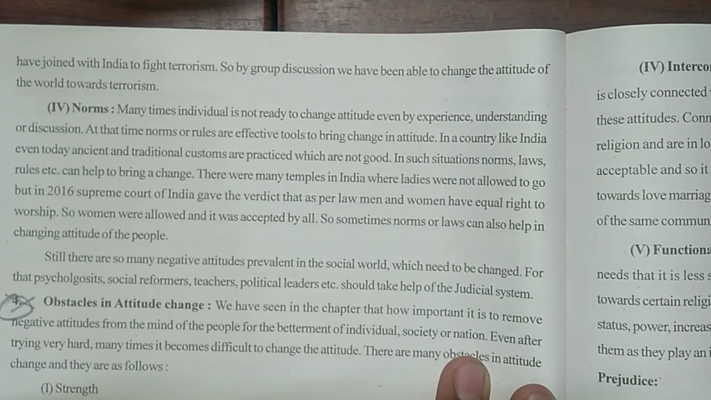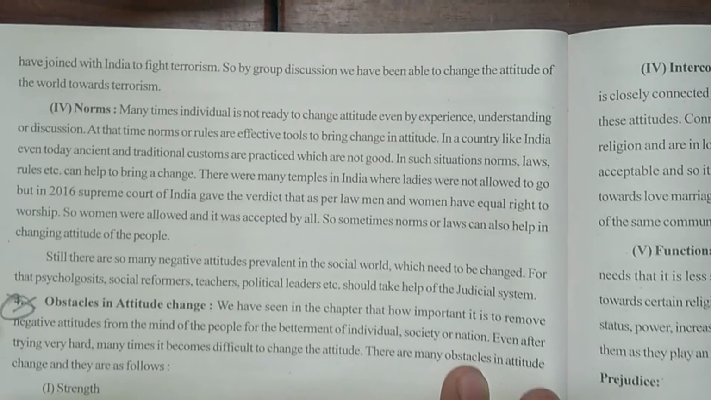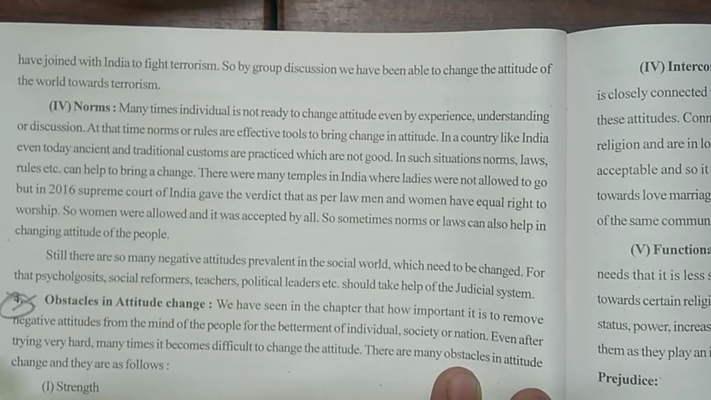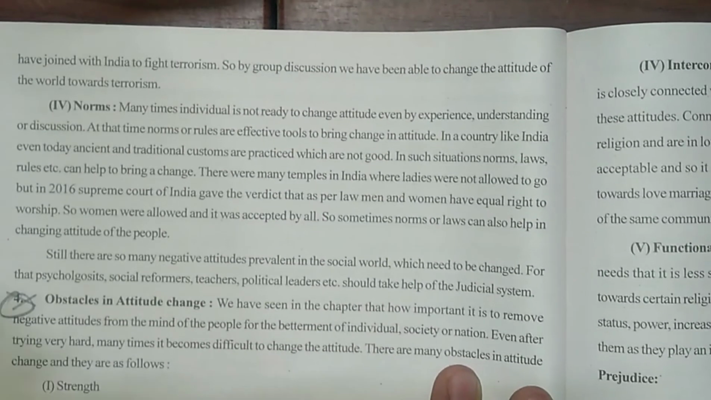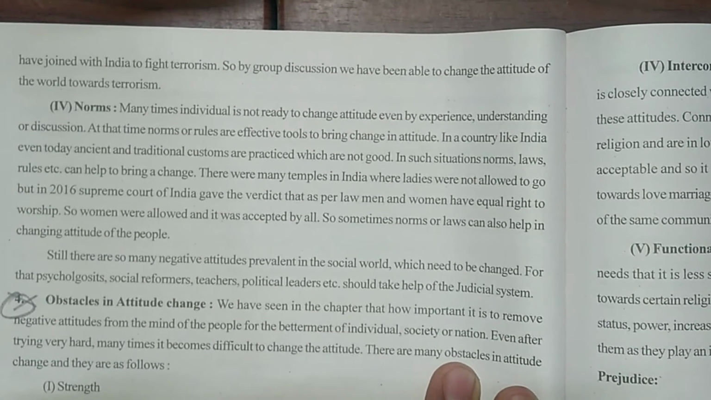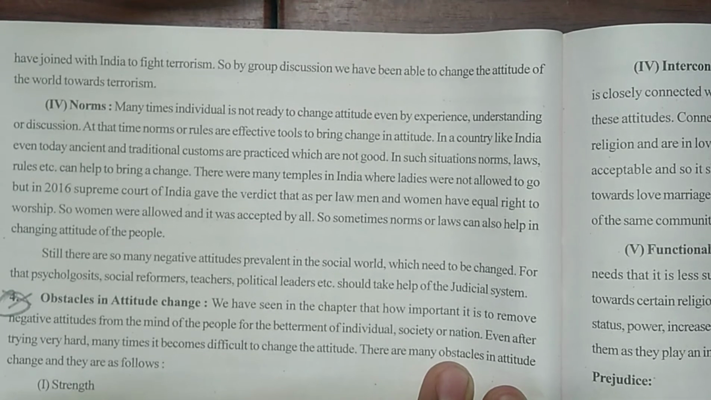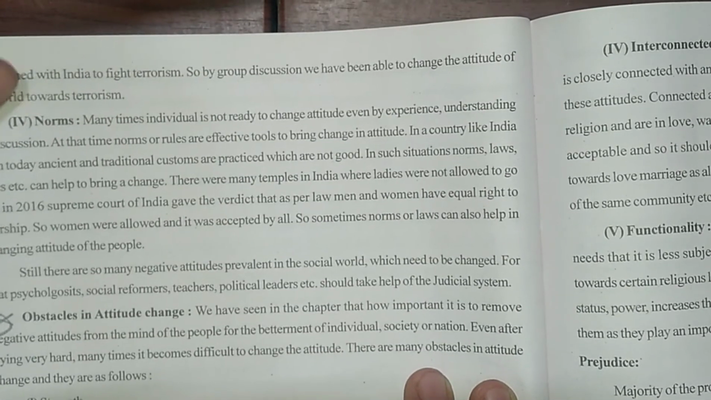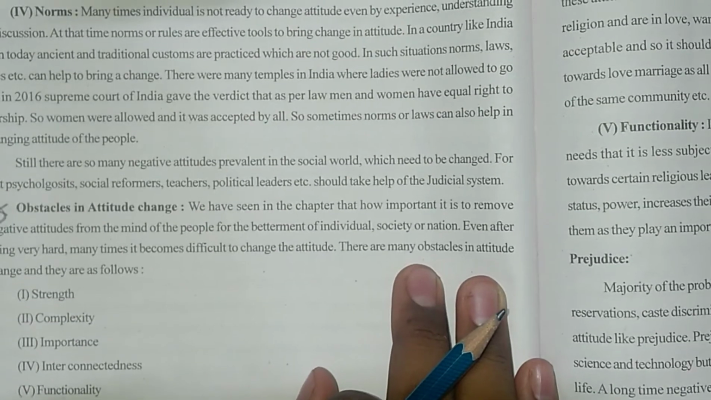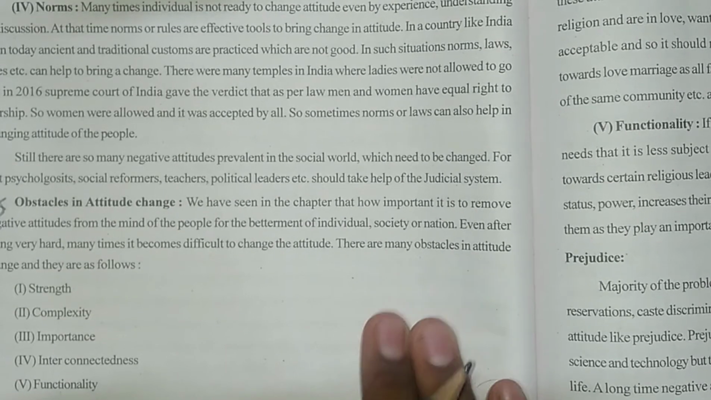There were many temples in India where ladies were not allowed to go, but in 2016, the Supreme Court of India gave the verdict that, as per the law, man and woman have equal right to worship. So women were allowed and it was accepted by all. So sometimes norms or laws can also help in changing the attitude of the people. Still, there are so many negative attitudes prevalent in the social world which need to be changed. For that, psychologists, social reformers, teachers, political leaders, etc. should take help of the judicial system.